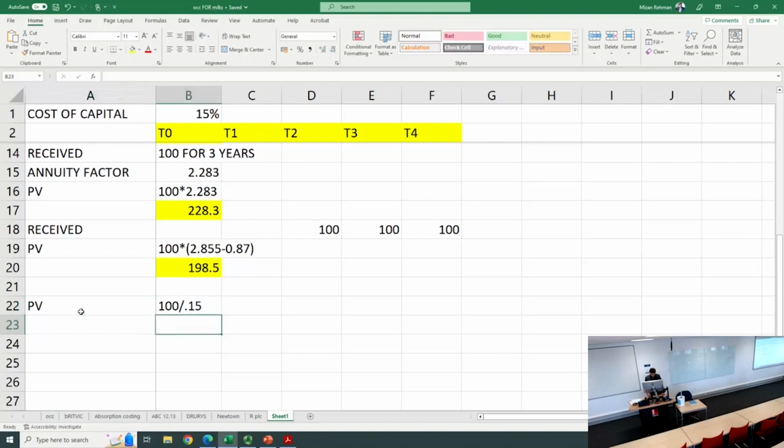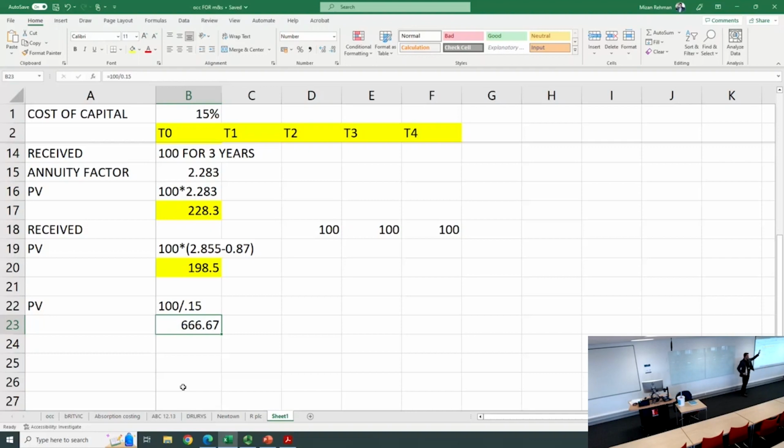And the answer is 666.67. You would say that if you receive £100 every year, after 10 years you would have received 1,000, and after 20 years you receive 2,000. So why is the value so much less?